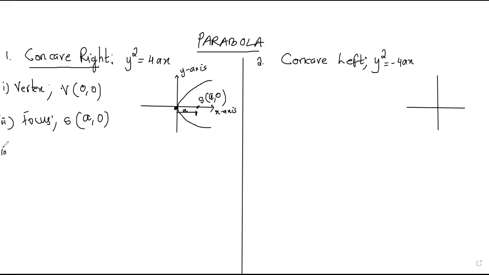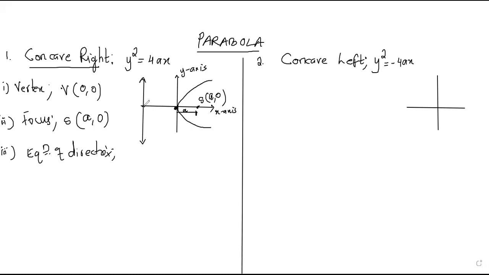Next, we will see the equation of the directrix. Now, from the vertex to the focus, I took distance a. You will take the same distance on this side, and then we are going to draw one line. This line, we call this a directrix, okay? But make sure from vertex to focus and vertex to directrix, the distance is always equal.